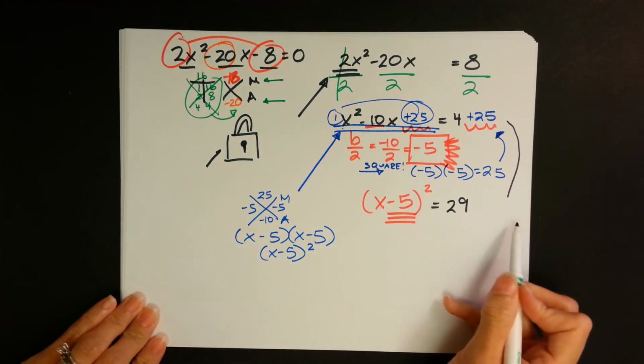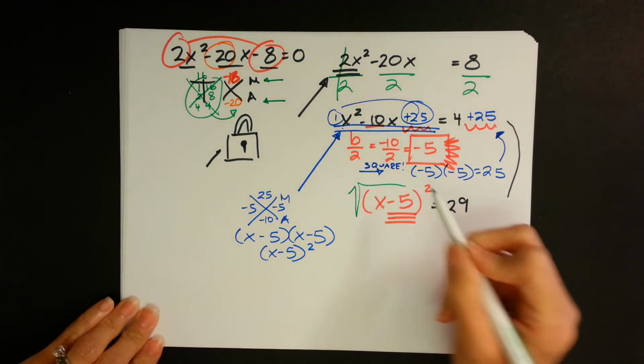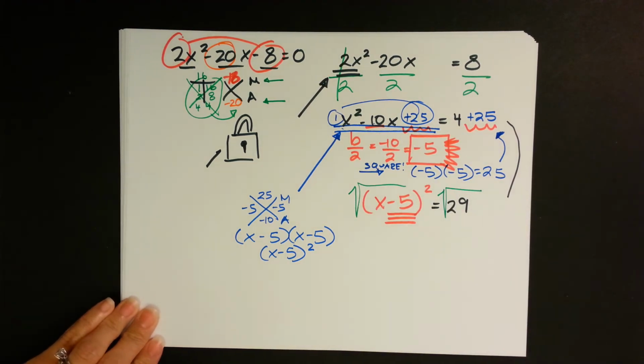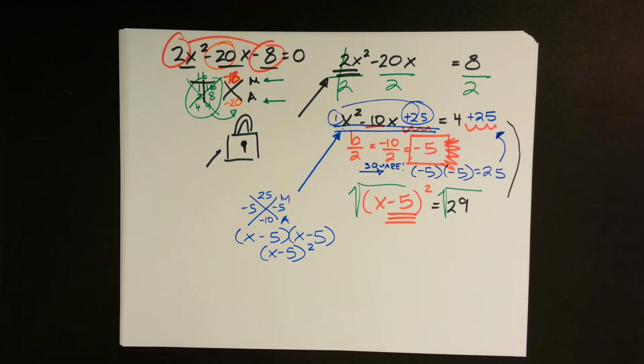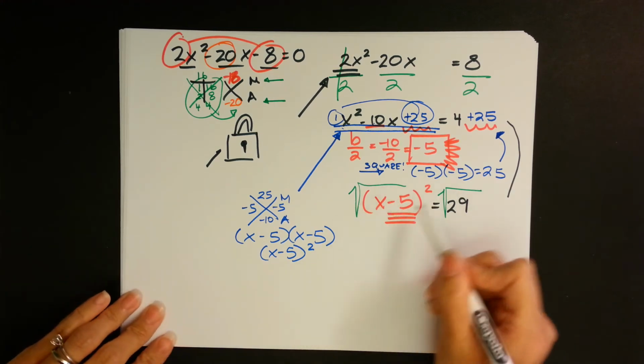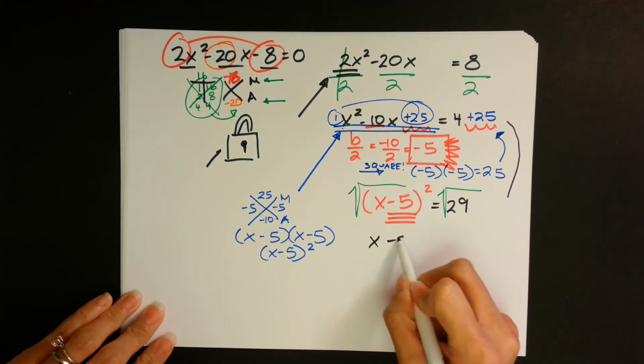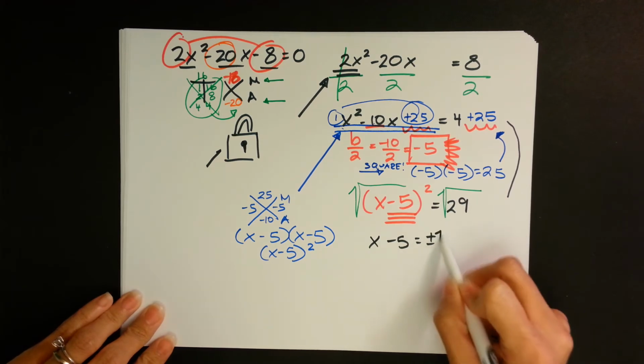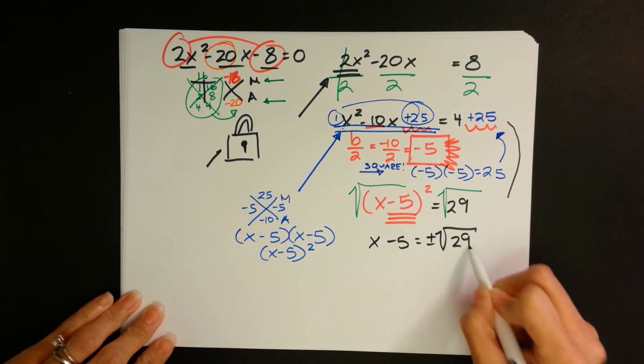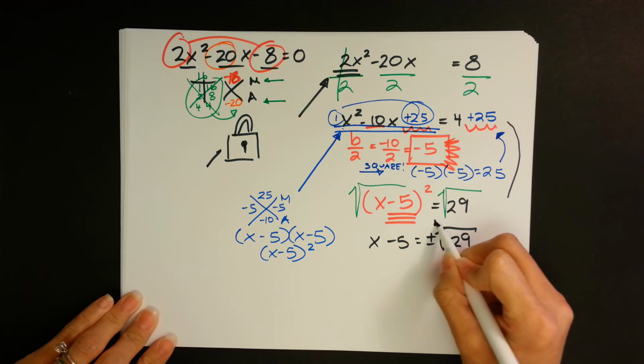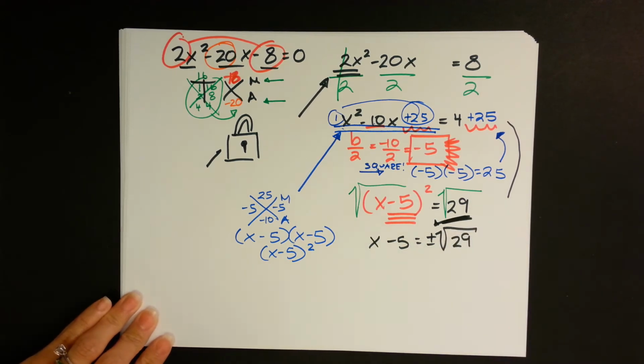Well, what was the whole reason for doing that? Well, now I can square root both sides and actually find this variable x. So I'm going to square root both sides, and I'm going to end up with on the right side plus or minus the square root of 29. Why plus or minus each and every single time?